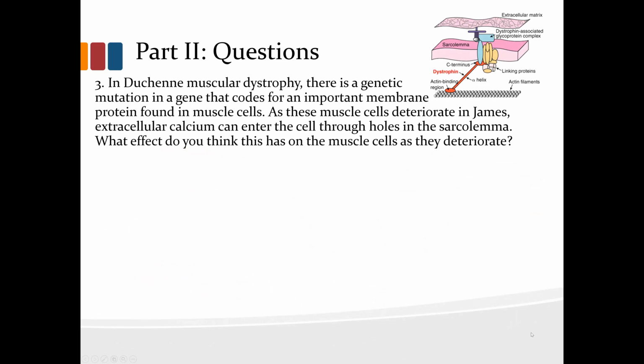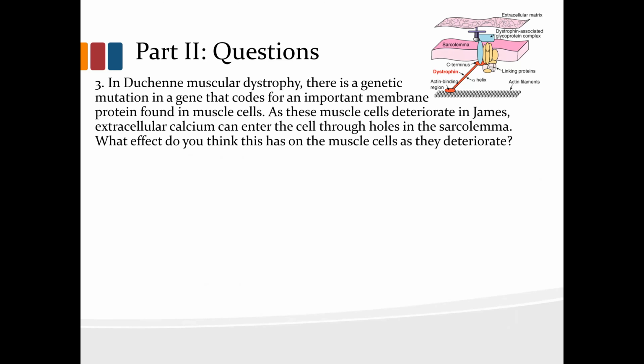Number 3, in Duchenne muscular dystrophy, there is a genetic mutation in a gene that codes for an important membrane protein found in muscle cells. As these muscle cells deteriorate in James, extracellular calcium can enter the cell through holes in the sarcolemma. What effect do you think this has on the muscle cells as they deteriorate?